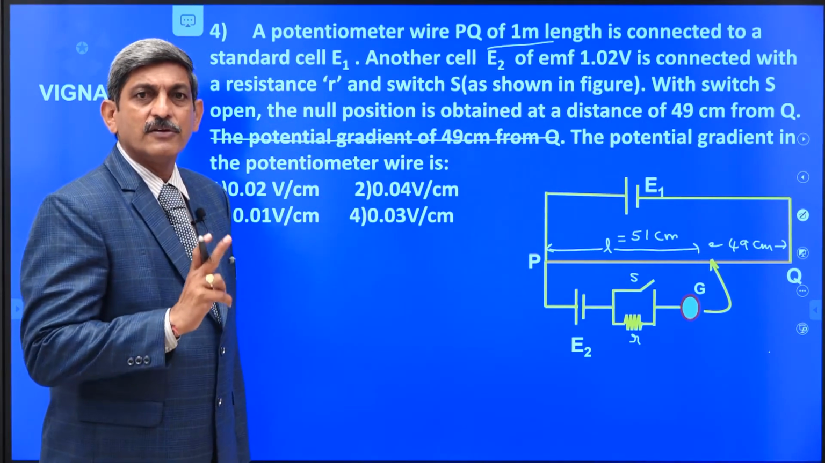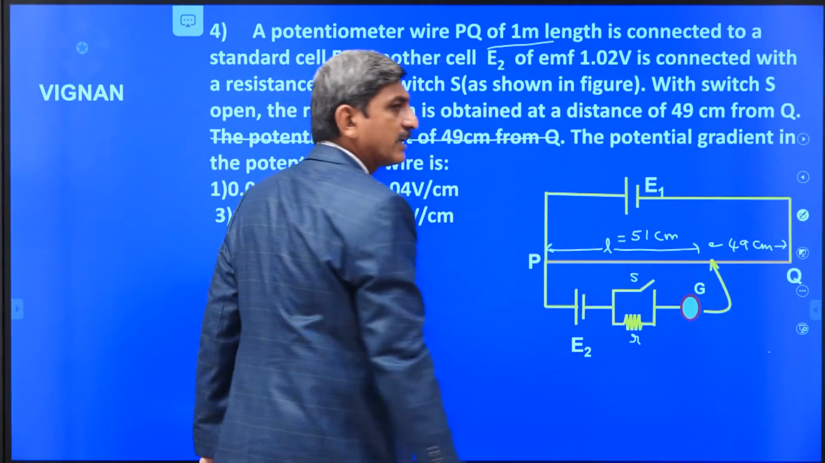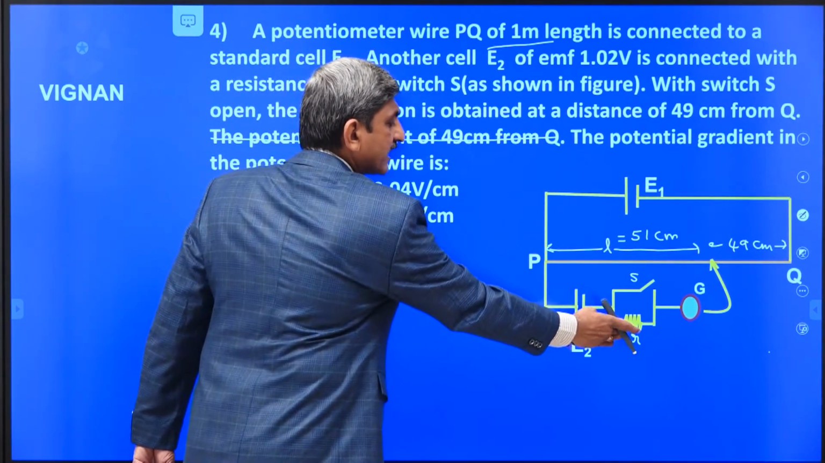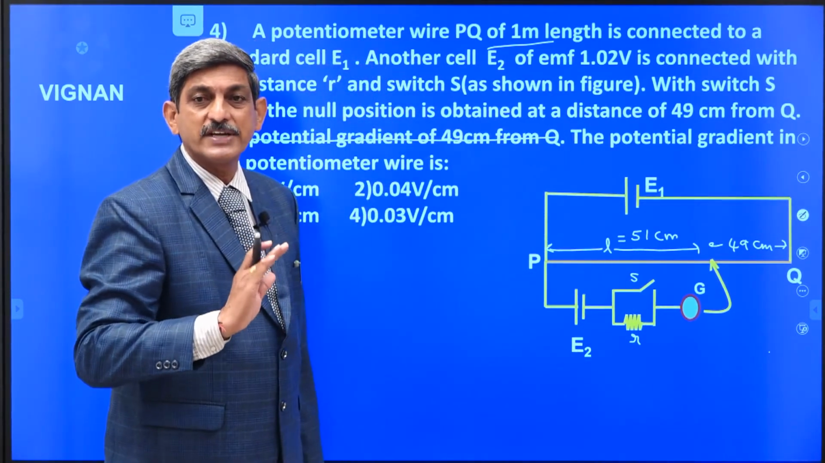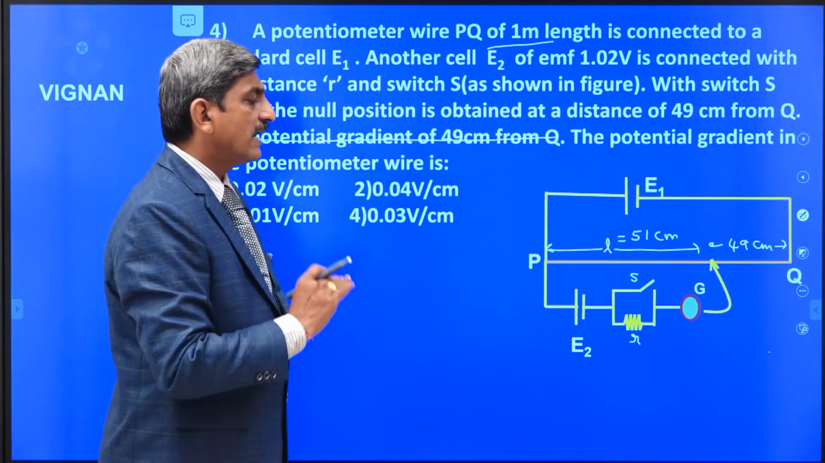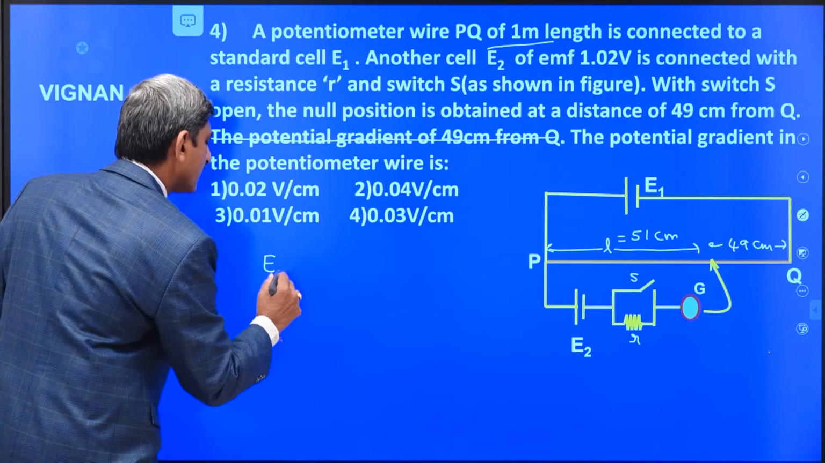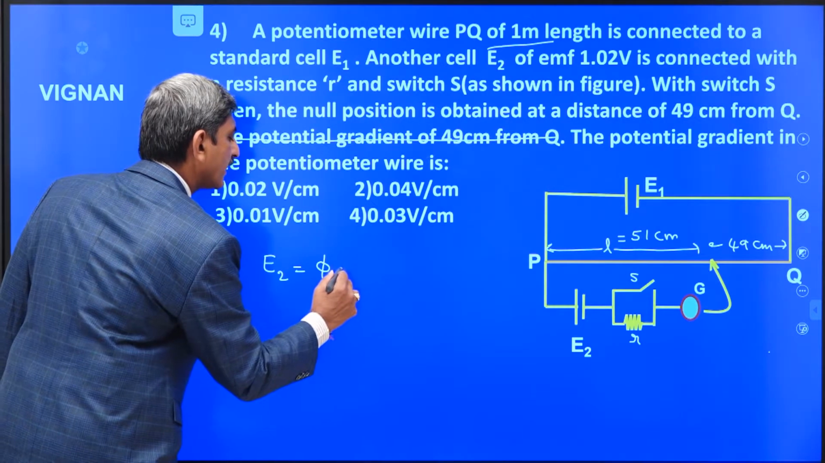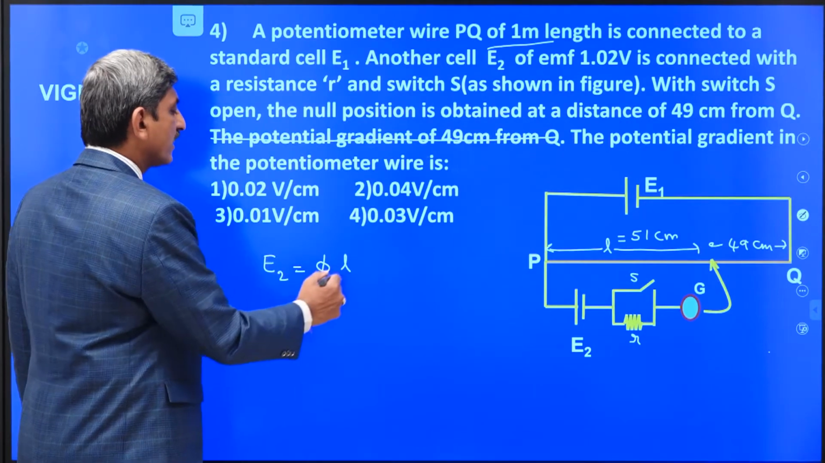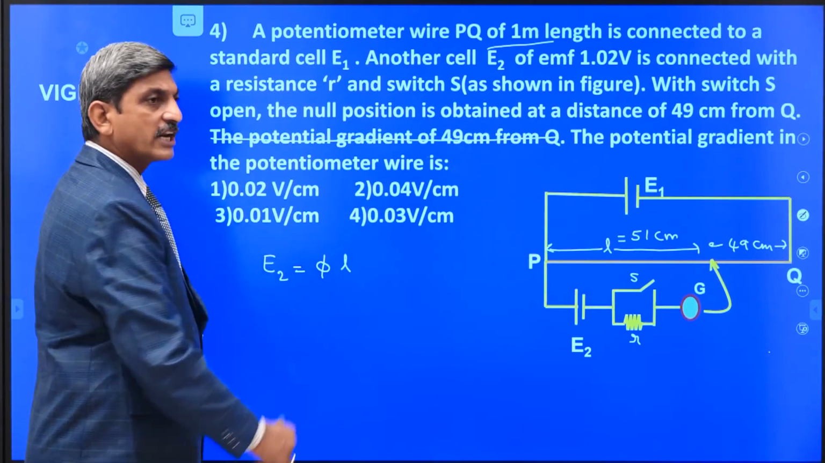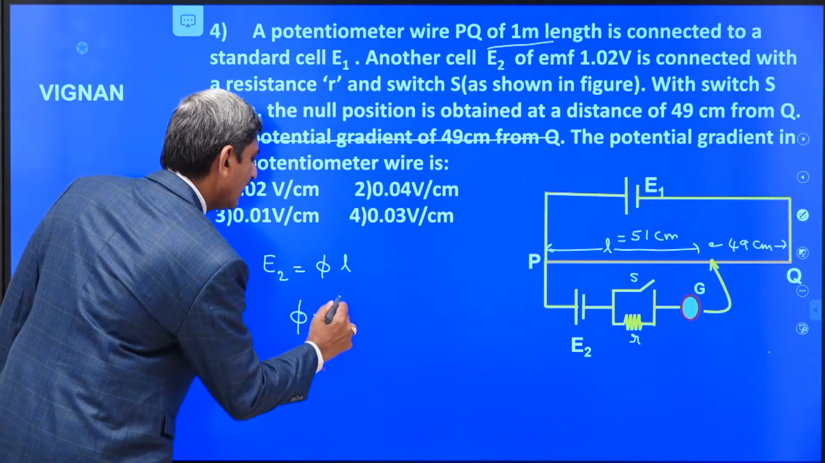Now we already know that whenever the potentiometer is balanced, no current is passing through the galvanometer. That's why whether the resistance is connected in series or even shorted by means of the switch, there is no difference in the balancing condition. So under the balancing conditions we can write that the EMF of the cell connected in the secondary circuit is equal to the potential gradient times the balancing length of the potentiometer wire. Here E2 is given, the balancing length is given. We want to determine the potential gradient value. That potential gradient phi is equal to E2 by L.